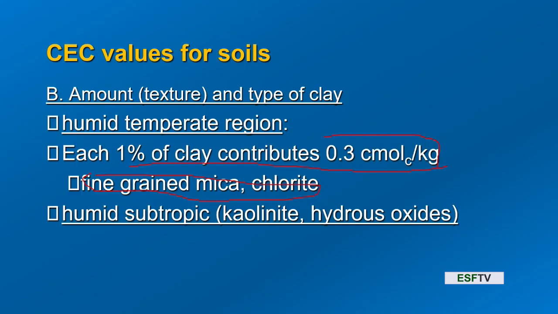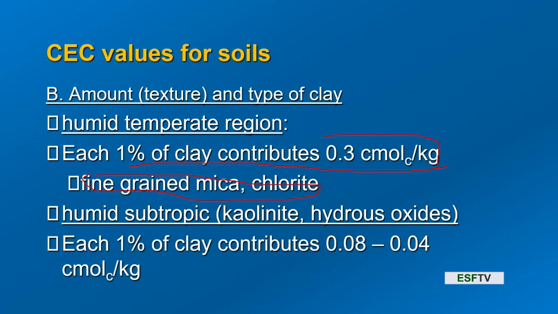Humid subtropics. Let's take the highly weathered places and think about what the clay types are there. Kaolinite, hydrous oxides, highly weathered, the silica kind of leaving the system. Humid subtropics. Now we're looking at type of clay. And so let's look at this rule of thumb. Each 1% of clay in those systems contributes about 0.08 to 0.04 centimoles of charge per kilogram. So these numbers should look familiar to you, right?